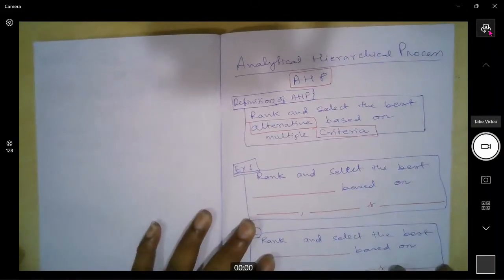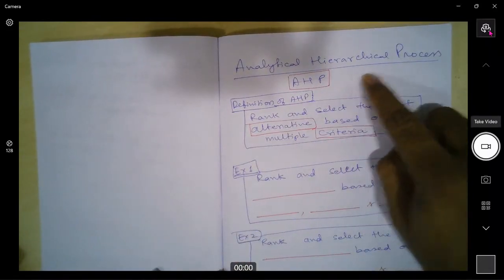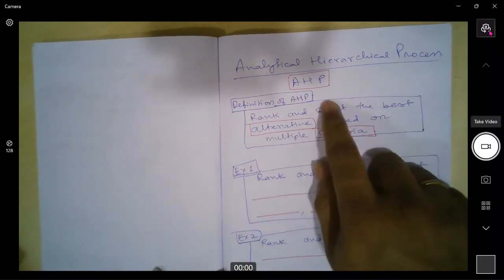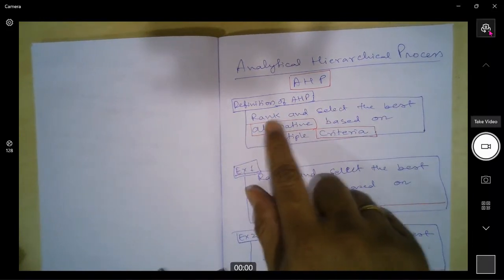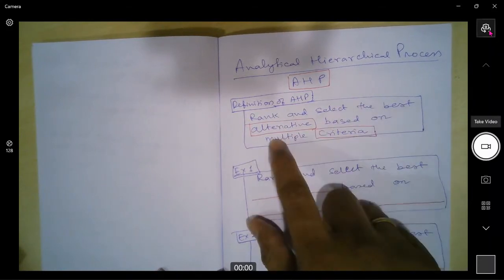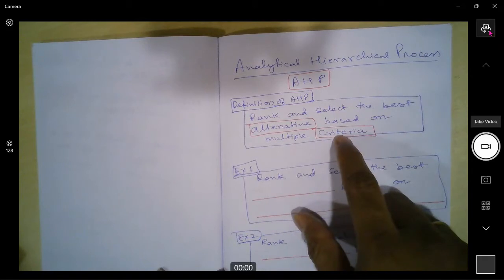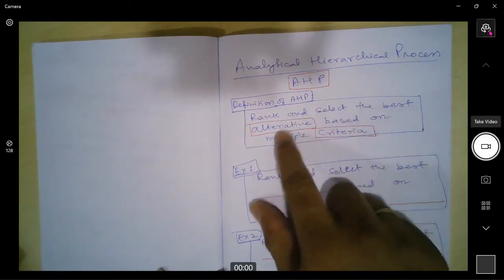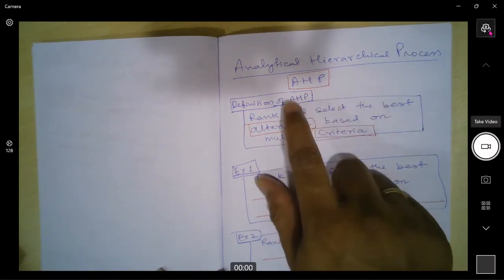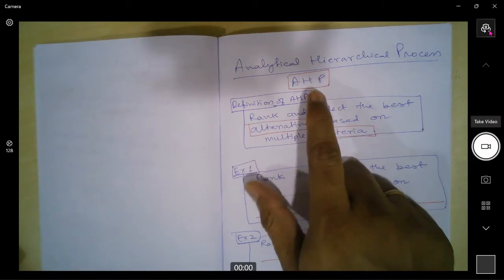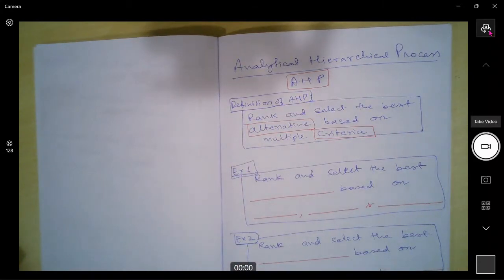So here you can see this is the analytical hierarchical process, AHP. What is the definition? Why this AHP analysis is used is for ranking and selecting the best alternative based on multiple criteria. Whenever you have a problem like this, selecting the best alternative based on multiple criteria, then you can apply this AHP process. It is a kind of mathematical tool. A lot of mathematical manipulations are there in this, but it's a mathematical tool to identify the best.